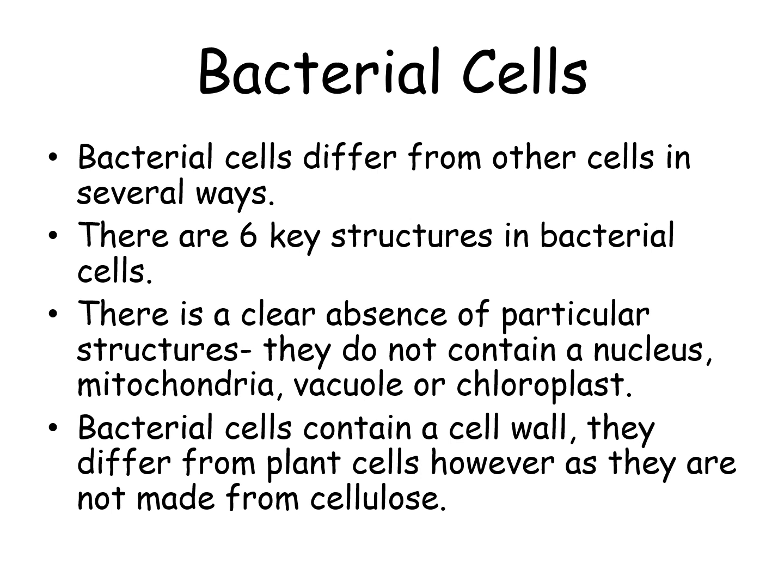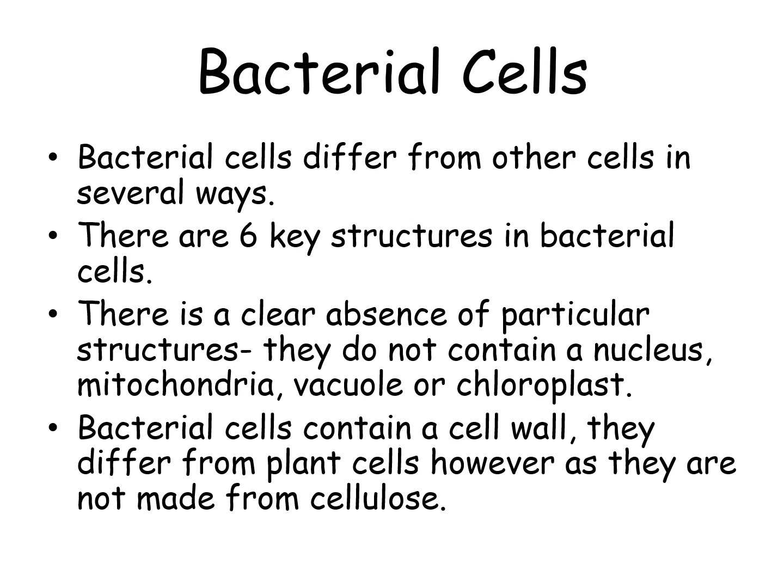Bacterial cells differ quite a bit to all other cells. This is mainly due to a lack of particular organelles. There are 6 key structures present in the bacterial cell. These structures are the cell membrane, cytoplasm, cell wall, ribosomes, plasmid, and circular chromosome. Bacterial cells do not contain a nucleus, mitochondria, vacuole, or chloroplast.